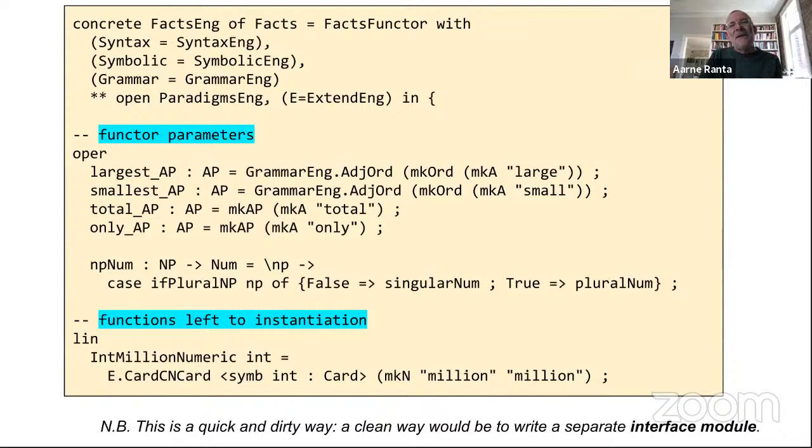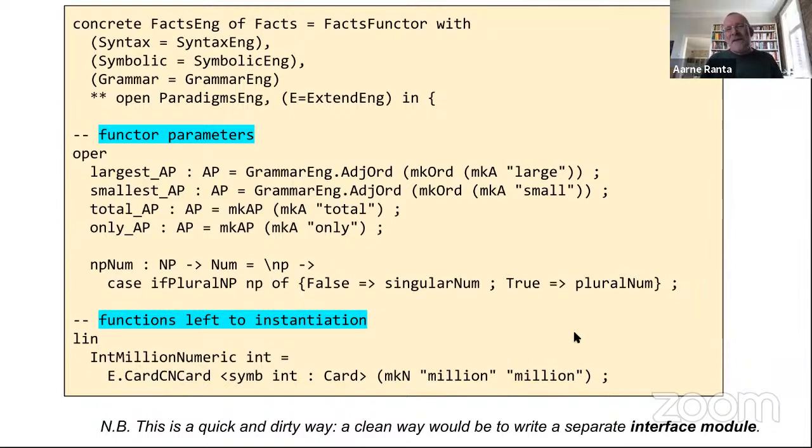And also one would say that the truth is a bit more complex. There are a couple of things that we don't have in this functor anyway, at least in the version that we have. But there are some functor parameters, so we want to insert adjectives for large and small and total and only, and then there are also some functions that use some paradigms, like the word for million and billion.